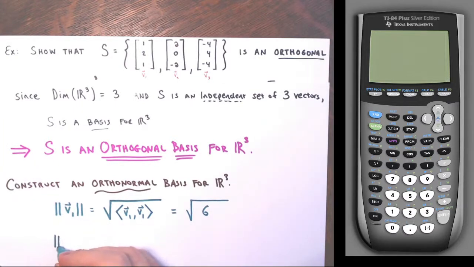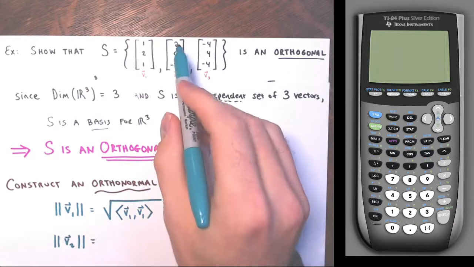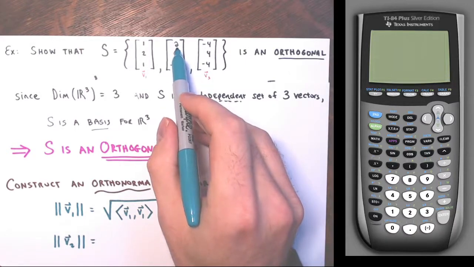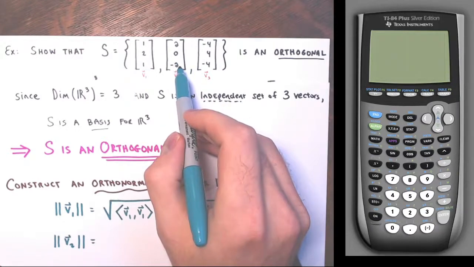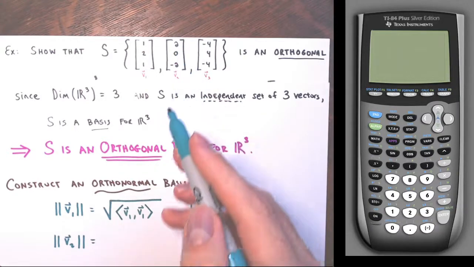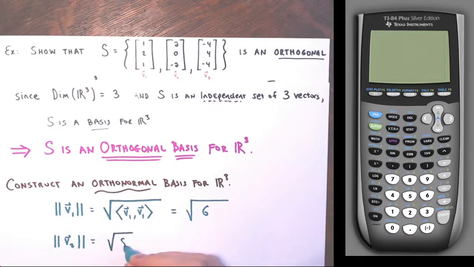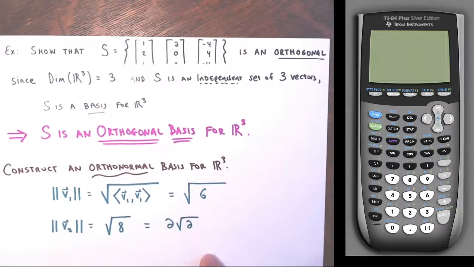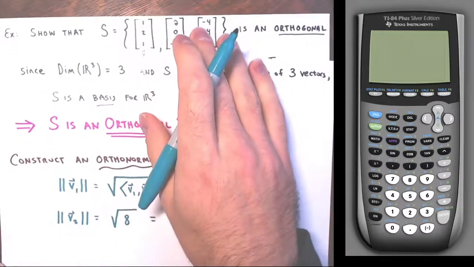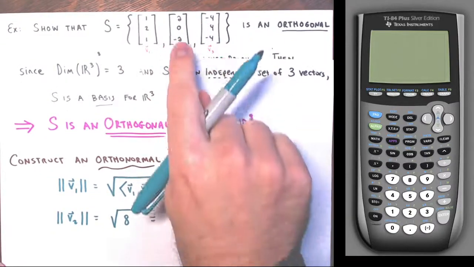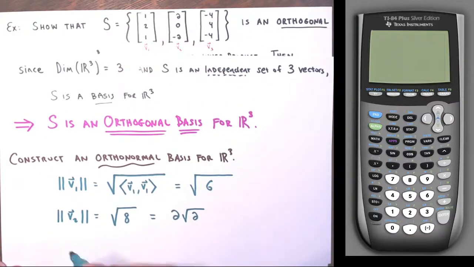And what's the norm of vector 2? Same thing, it's the square root of the dot product of that vector with itself. So 2 times 2 plus 0 times 0 plus negative 2 times negative 2. So 4 plus 0 plus 4, that's the square root of 8. Or if you'd like to simplify that, 2 times the square root of 2, square root of 4 times square root of 2. Again, not a unit vector, so I do need to divide this second vector by the square root of 8.